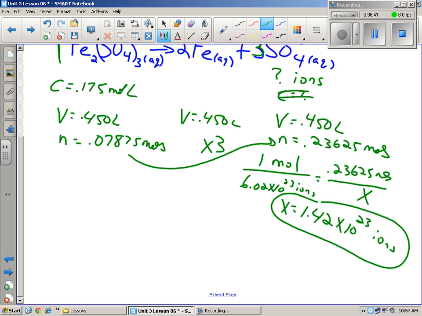1, 2, 3, 4, count them. Lots, right? Okay? So that's how many ions you'd expect to see. Any questions on that one?